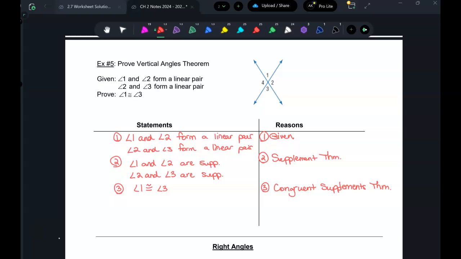But if I know the congruent supplements theorem, I'm like, oh, angle 1 and angle 3 are both supplementary to angle 2. So that means angle 1 has to be congruent to angle 3. So my proof is only 3 steps. It's a shortcut. So the better you know the theorems, and again, making flashcards is really helpful, the shorter your proofs are going to be.